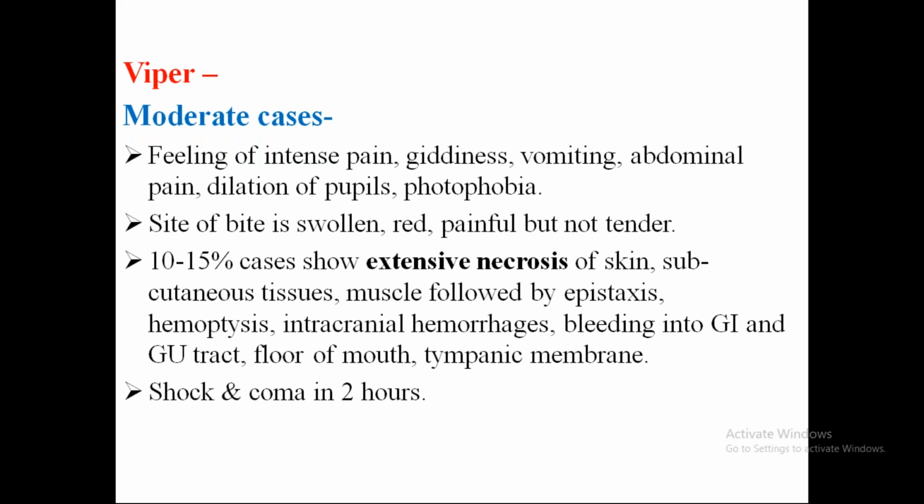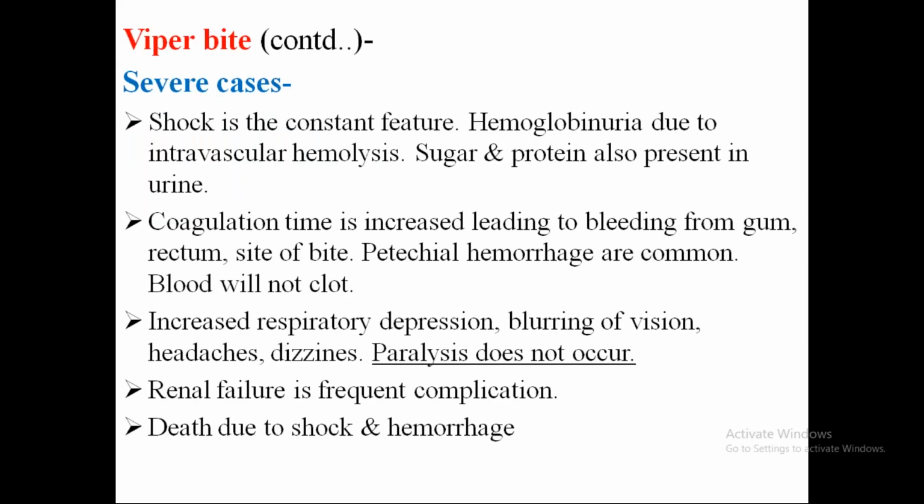Shock and coma can occur within 2 hours because of loss of blood, leading to hemolytic shock. Shock is a constant feature in mild, moderate, and severe cases. In severe cases, there is hemoglobinuria: because viper venom is hemolytic, it breaks down the hemoglobin of the RBCs, which then enters the blood and comes into the urine. So hemoglobinuria, the presence of hemoglobin in the urine, is found due to intravascular hemolysis, the breakdown of RBCs inside the vascular system. Sugar and protein are also present in the urine. Coagulation time is increased, leading to bleeding from the gums, rectum, and site of bite.